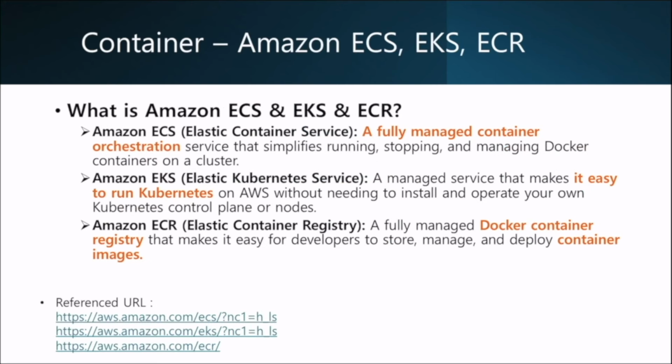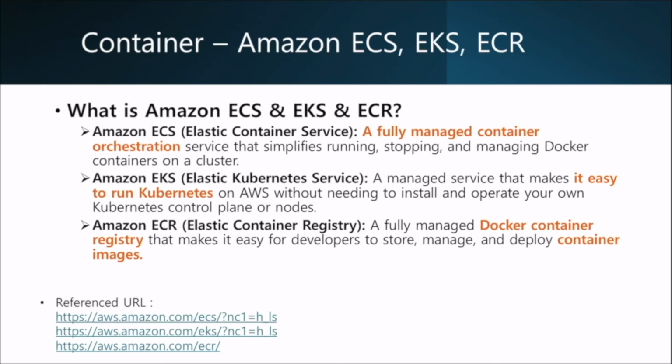Next, what is Amazon ECS and EKS and ECR? If you haven't heard about these terms, please check the other lectures before this to know more about Amazon ECS, EKS, and ECR. Amazon ECS, Elastic Container Service, is a fully managed container orchestration service that simplifies running, stopping, and managing Docker containers on a cluster. Next, Amazon EKS, Elastic Kubernetes Service, is a managed service that makes it easy to run Kubernetes on AWS without needing to install and operate your own Kubernetes control plane or nodes.